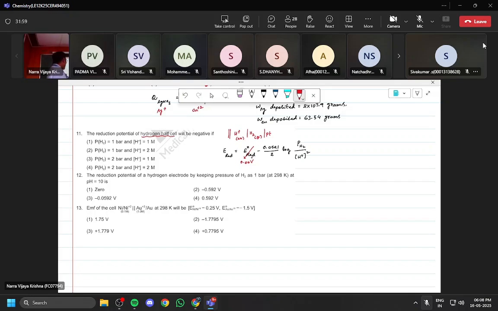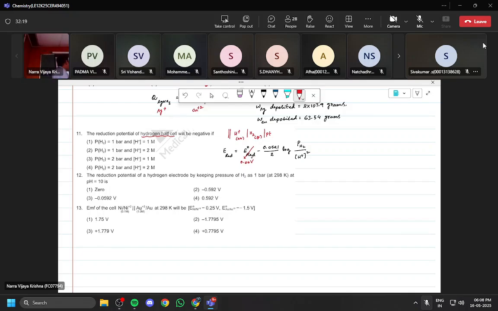So they want 0 or negative? Negative. Now, observe the second case. 1 upon 4. P of H2 is 1, H plus is 2, so 2 square means 4. So log 1 upon 4. The denominator is high, so the log value is negative. Log value negative means the net value is positive.